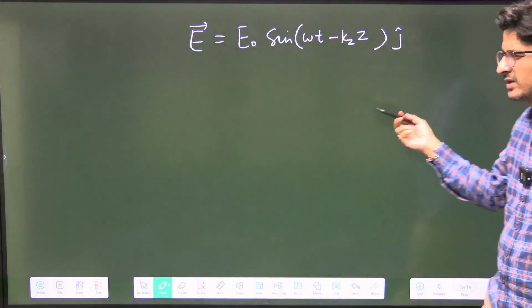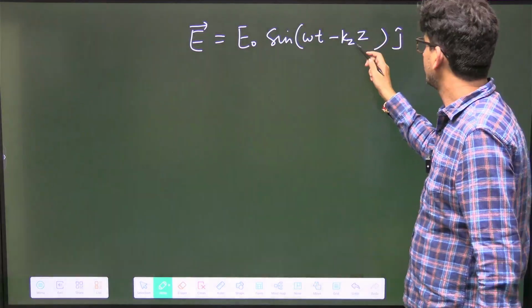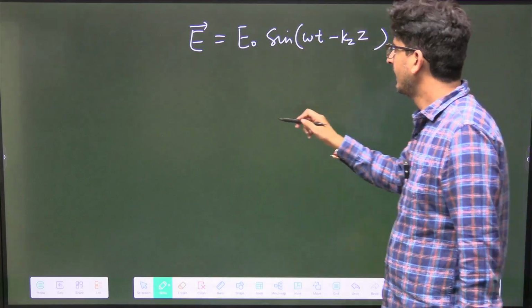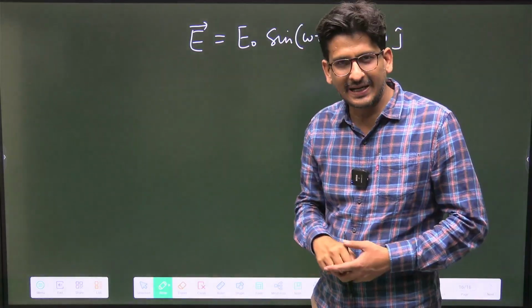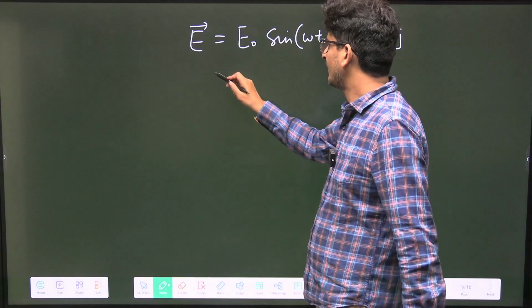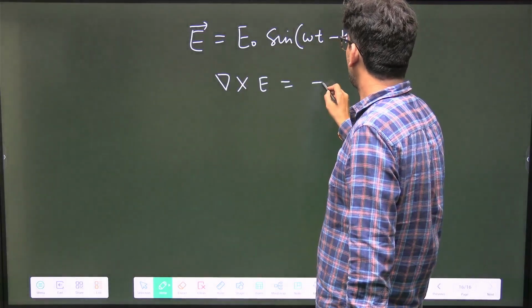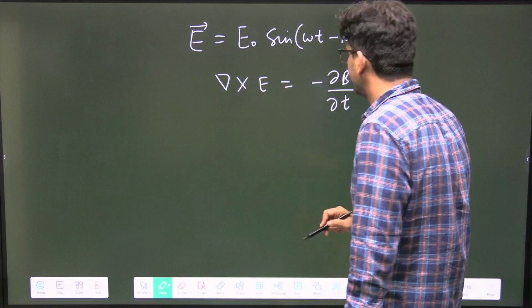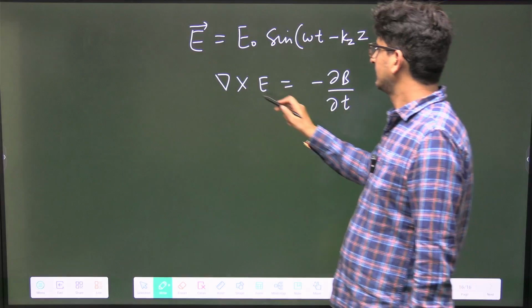So actually we don't need to go into the details of the directions. We just have to see that the propagation is in z cap direction, K cap direction, and the changing electric field will produce a magnetic field, and that is obviously given by Faraday's law. Del cross E is equal to minus del B by del t.